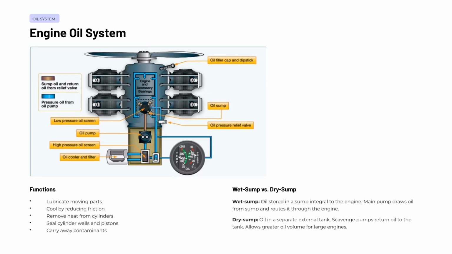In a dry sump system, the oil is stored in a separate external tank rather than within the engine itself. Scavenge pumps continuously return used oil from the engine back to that external tank. This arrangement allows for a significantly greater volume of oil, making it well suited for larger, more powerful engines with higher lubrication demands. Understanding which system is installed on your aircraft is essential for proper pre-flight checks and oil level monitoring.